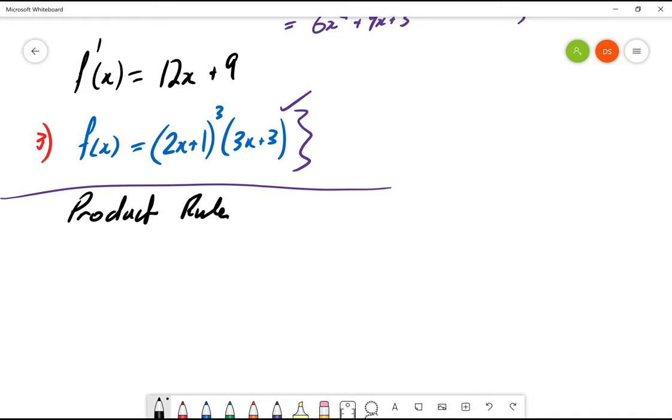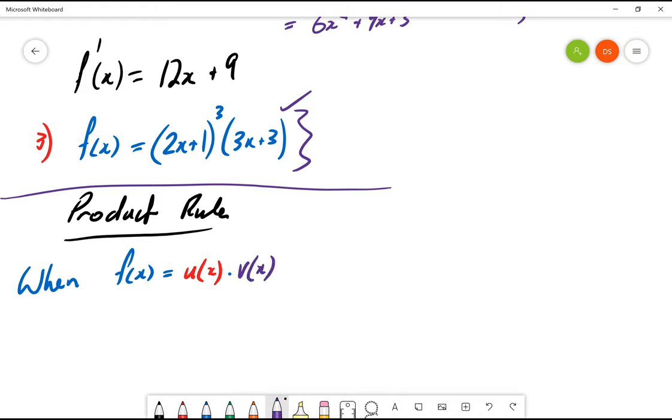Product rule. Okay? So you have your function f of x equal to two functions multiplied together, the first being u of x times v of x. Why have I used those letters? I'm about to skip some notation. So I'm going to rewrite this whole thing, and say your function f equals u times v. I'm going to just leave out the of x parts because I think it's a little tedious.